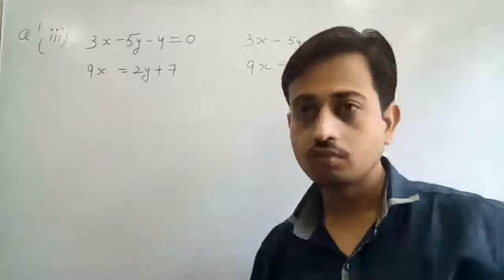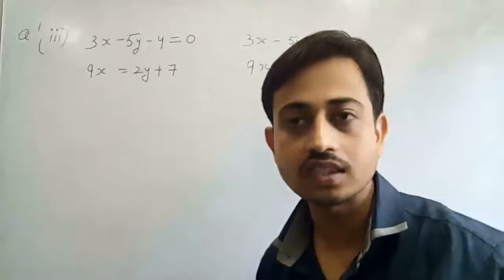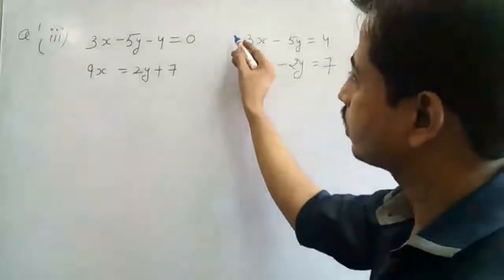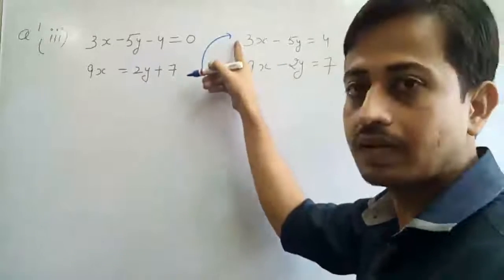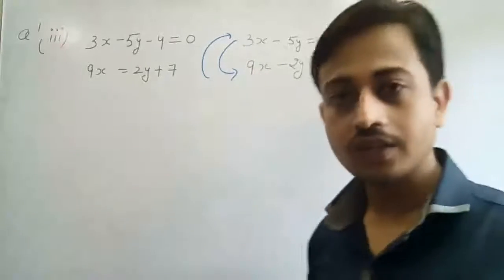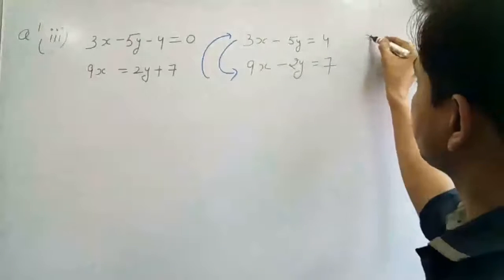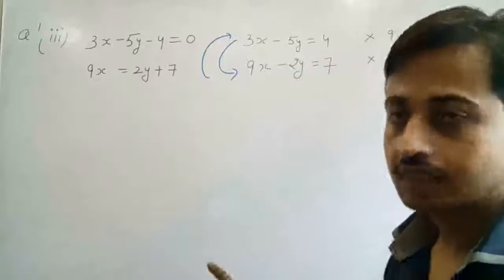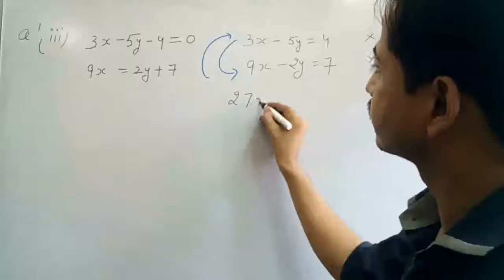Now what we have to do? Step 1. Are the coefficients of x and y equal or not in the equations? No. So what we have to do? The simplest method is what? You have to multiply 9 with equation number 1 and 3 is multiplied with equation number 2. So try to multiply. I am going to multiply this with 9 and this with 3. Now solve this. 9 into 3 we get 27x.